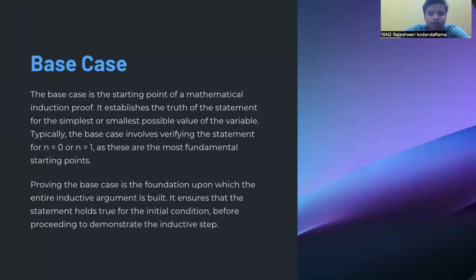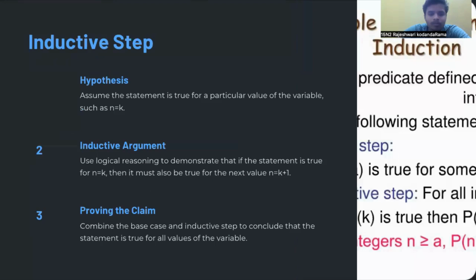Base case. The base case is the starting point of a mathematical induction proof. It establishes the truth of the statement for the simplest or smallest possible value of the variable. Typically the base case involves verifying the statement for n equal to 0 or n equal to 1, as these are the most fundamental starting points. Proving the base case is the fundamental foundation upon which the entire induction argument is built. It ensures that the statement holds true for the initial condition before proceeding to demonstrating the inductive step.